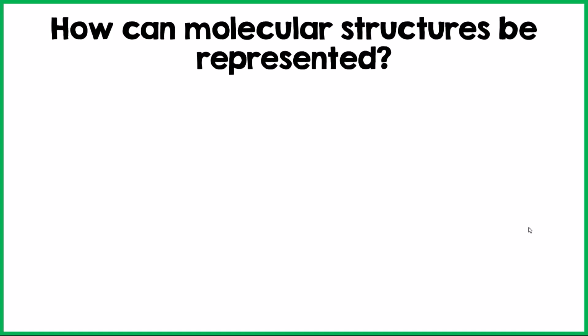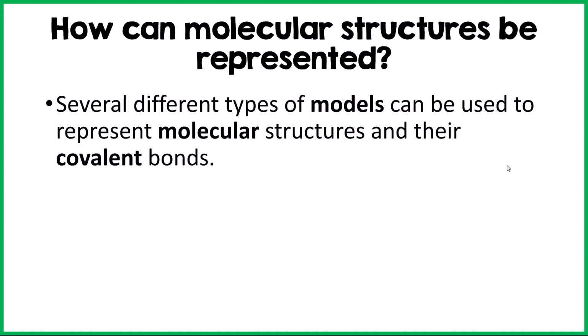So continuing on here with covalent bonds, how can molecular structures be represented? Several different types of models can be used to represent molecular structures and their covalent bonds. Remember, when 2 or more atoms are covalently bonded together, we call that a molecular structure. So molecular bonds and covalent bonds are sometimes used interchangeably.